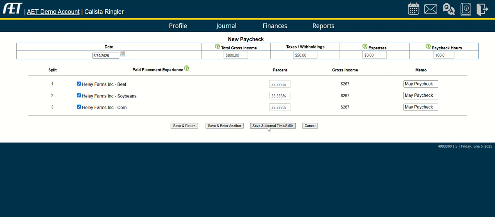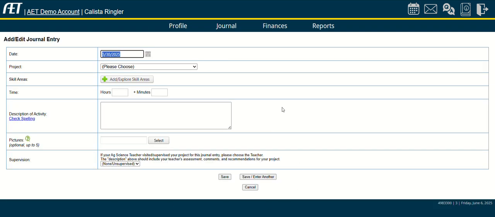I highly encourage you to always do save in journal time and skills, because even though you told me that you worked 100 hours here, you have not technically journaled what you did during those hours yet, and so that would not count for your SAE. This is simply focusing on the amount of money. This is necessary for your journal entries to match up with it, to say yes, these hours correlated to this paycheck, but this only counts as a financial entry. And so for awards and for grades, this does not count for journaling your time. So this is the button we would push, and then it's going to take us straight to this page where we can add or edit a journal entry.